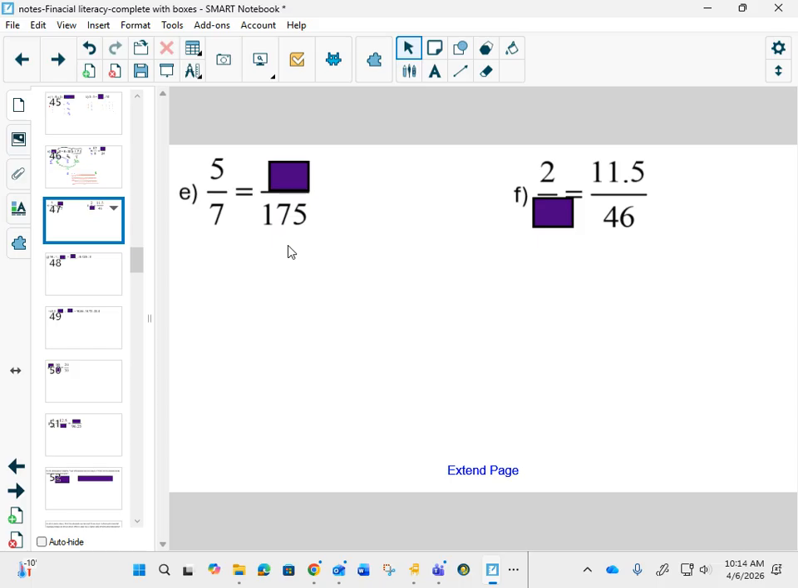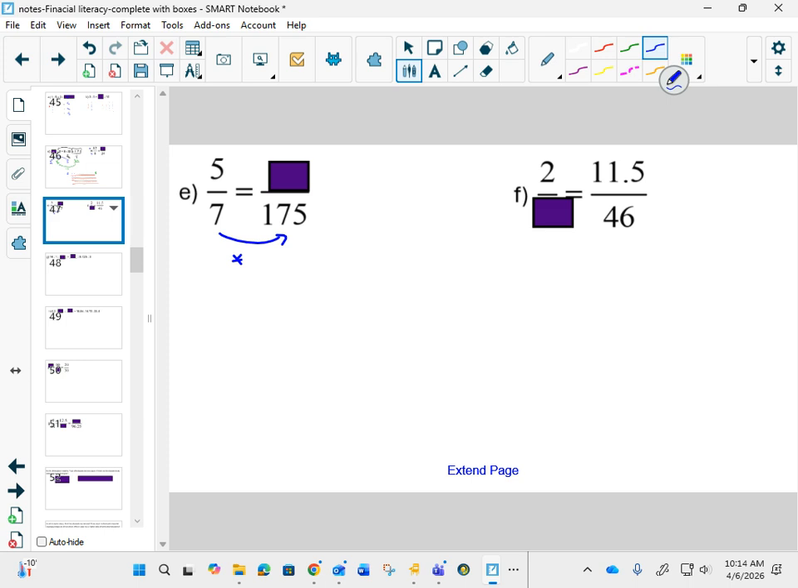So the question is, how do we know what number we multiply to go from here to here, right? You're going to multiply by something. How would you find out what that something is?